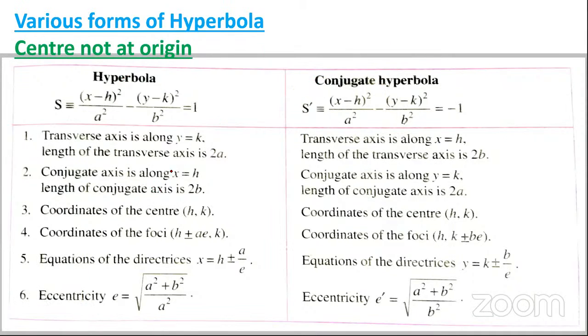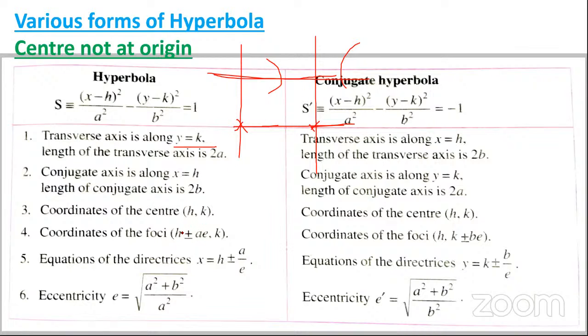So here the transverse axis is along y equal to k. This is the transverse axis of the hyperbola, but the center is here. The length of the transverse axis is 2a. Similarly, the conjugate axis is along x equal to h, and its length is 2b, and the center is h comma k. The coordinates of the foci are h plus or minus ae comma k.